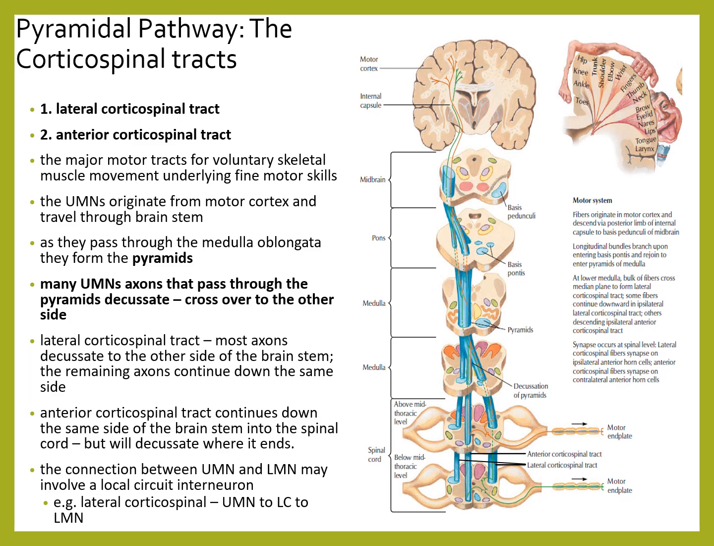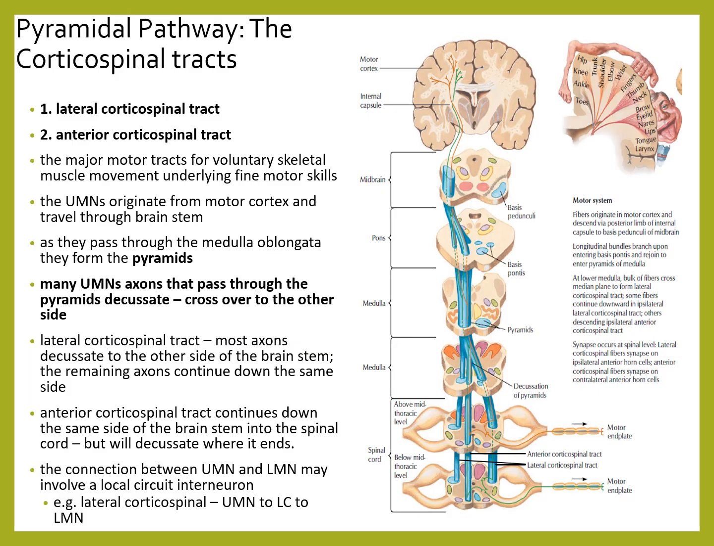In the lateral corticospinal tract, most axons are going to decussate to the other side in the pyramids. However, there are going to be a few axons that are going to continue through the pyramid on the same side. The anterior corticospinal tract is going to come through the pyramid and it's not going to decussate. If it enters into the left pyramid, it's going to go down the left-hand side of the spinal cord, but it will eventually decussate where it ends in the spinal cord.